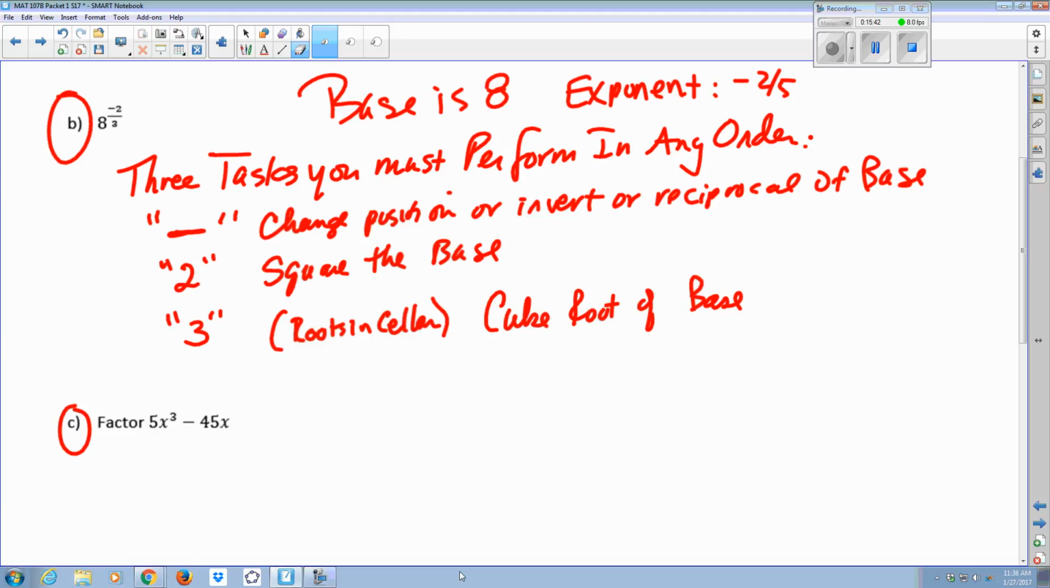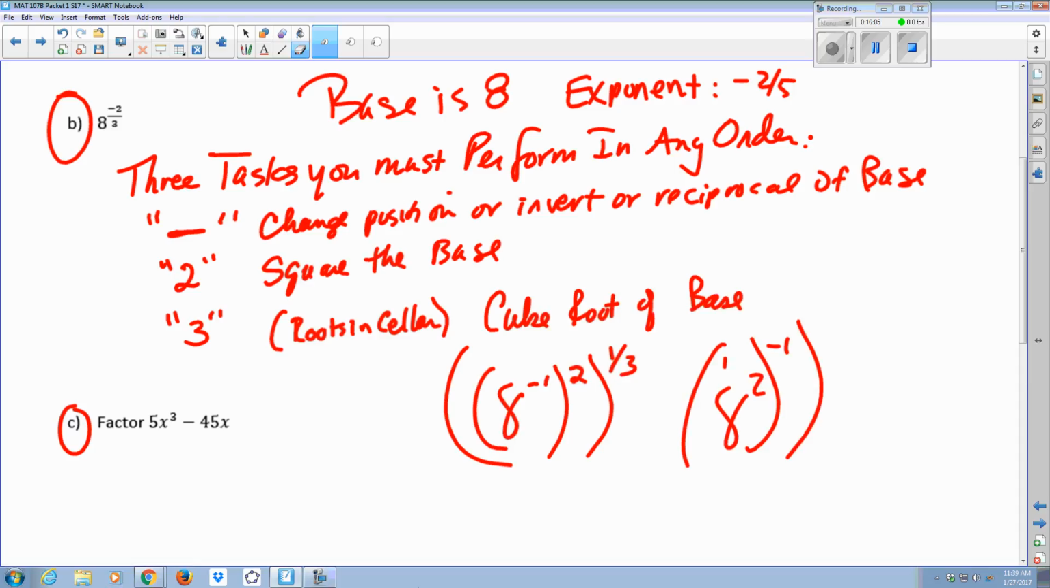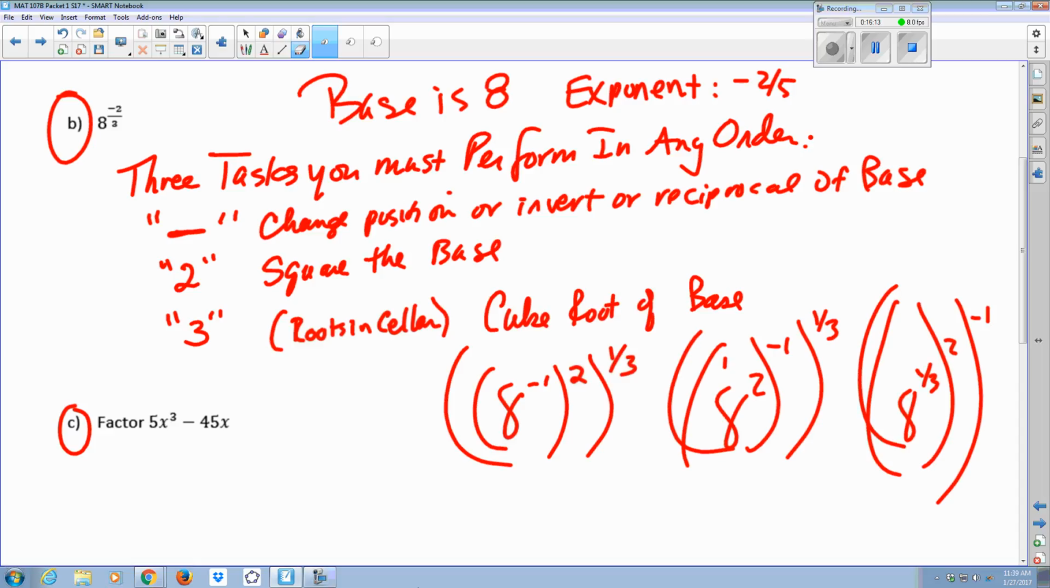Now, which order you do has absolutely no bearing on the problem, because that particular problem can be written like this. Because when you have a number raised to a bunch of powers, you multiply. Negative 1 times 2 is negative 2, times a third is negative 2/3. You could write it like this if you wanted: 8 squared, then invert it, and then take the cubed root. You could do it this way: take the cubed root first, then square it, and then invert it. Doesn't matter which order, because this is all multiplication, and the order of multiplication doesn't matter.